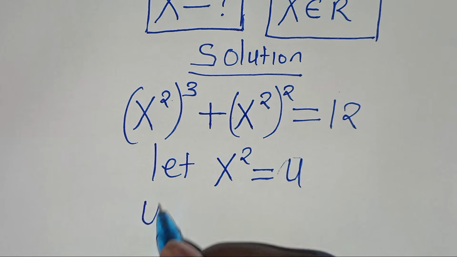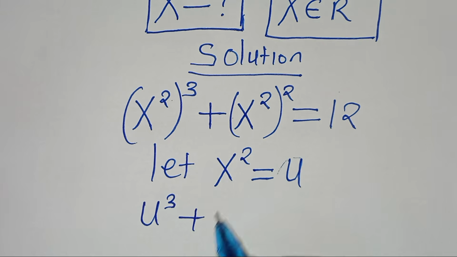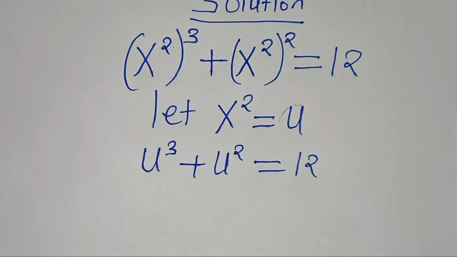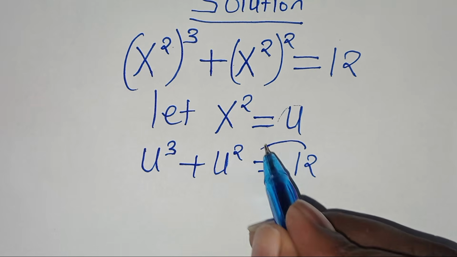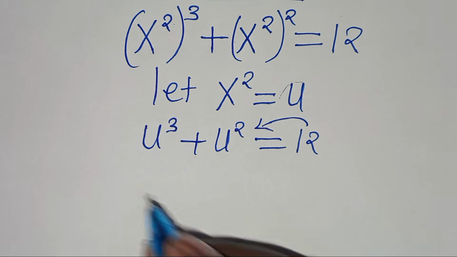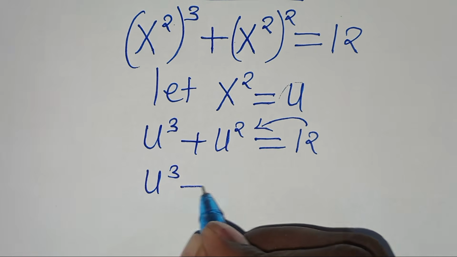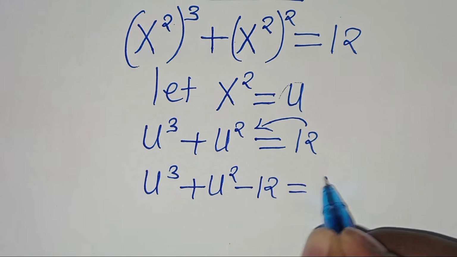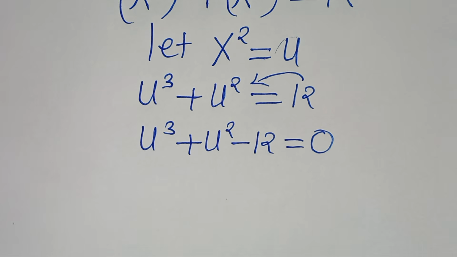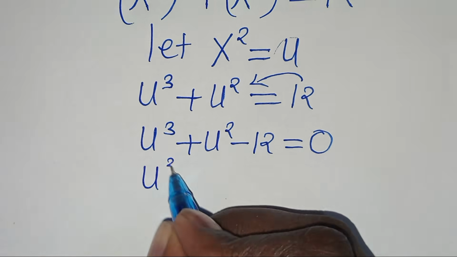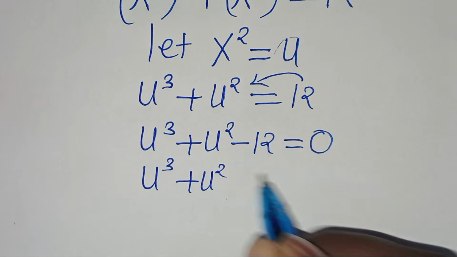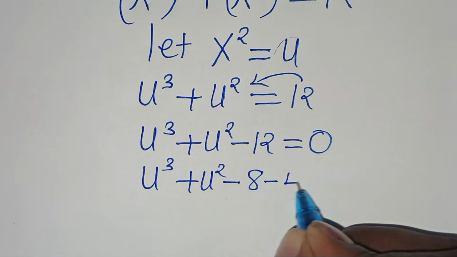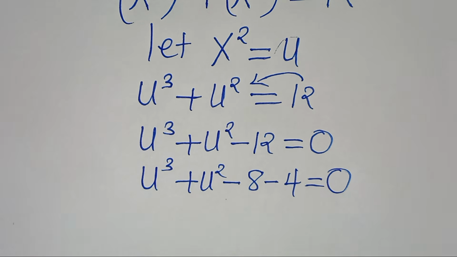So we have u to the power of 3 plus u squared. This is equal to 12. Now the next step is to take 12 to the left hand side, so that we have u to the power of 3 plus u to the power of 2, subtract 12. This is equal to 0. So this implies that we have u to the power of 3 plus u to the power of 2, subtract 12, which is minus 8 minus 4. This is equal to 0.